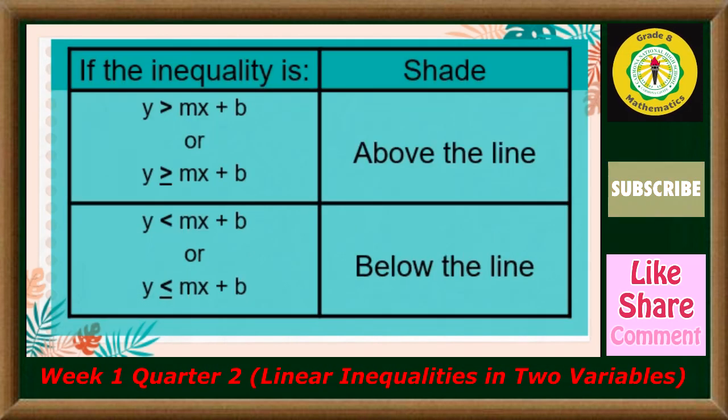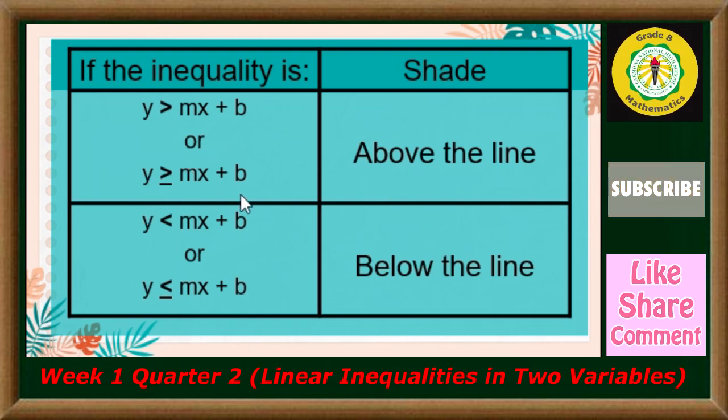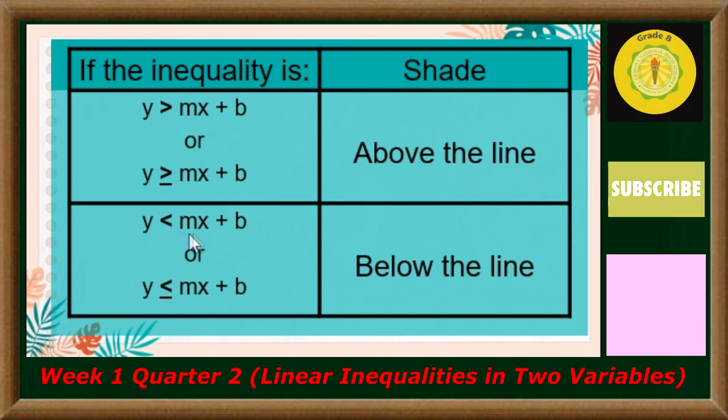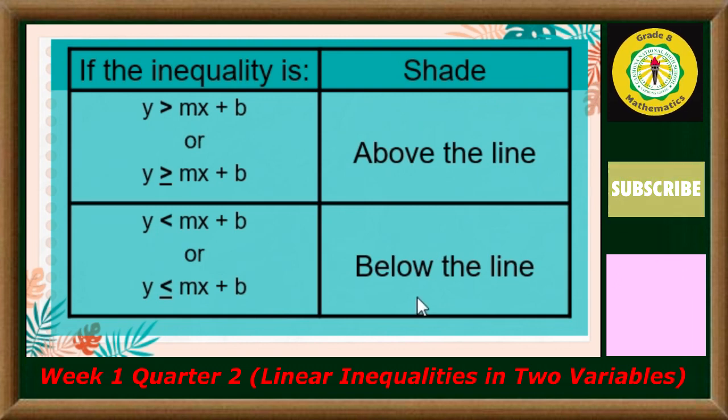Now observe the given table. Observe the symbols. If the inequality is y is greater than mx plus b, or y is greater than or equal to mx plus b, the shade is above the line. And if the inequality is y is less than mx plus b, or y is less than or equal to mx plus b, the shade is below the line.